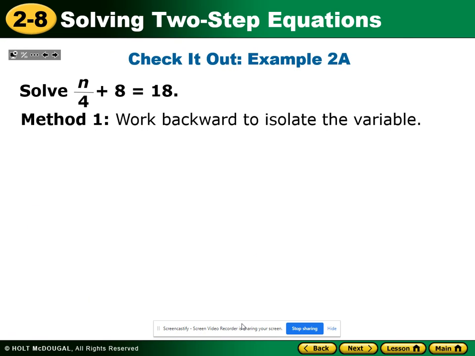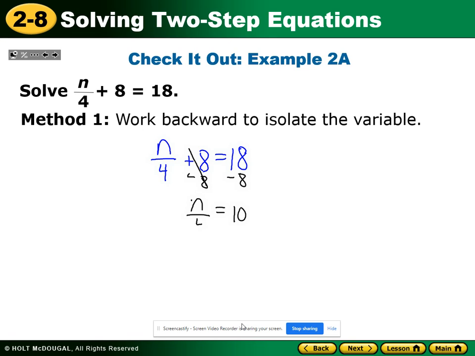All right, we want to work backwards to isolate the variable. They're going to show us 2 ways. So we have n divided by 4 plus 8 equals 18. All right. So now we're thinking, PEMDAS in reverse. I'm going to focus on the addition and subtraction first. Only in rare situations won't you. And we will take those questions. Subtract the 8. There's your 10.